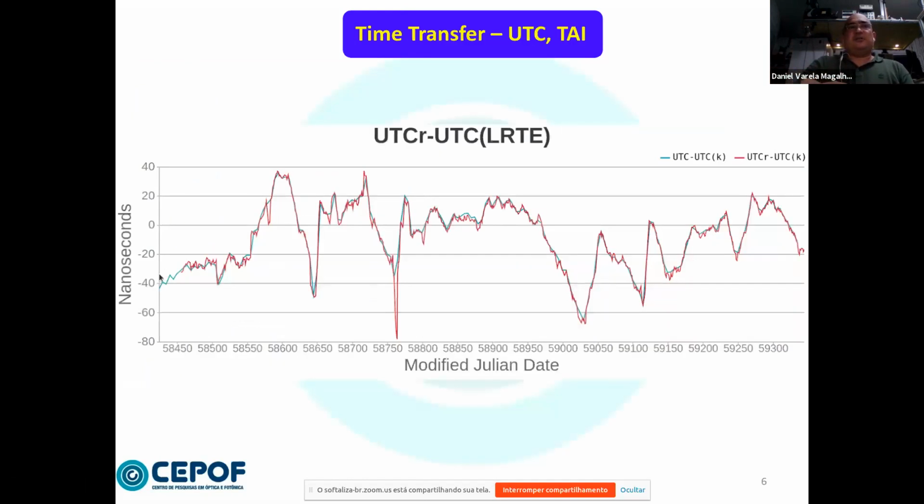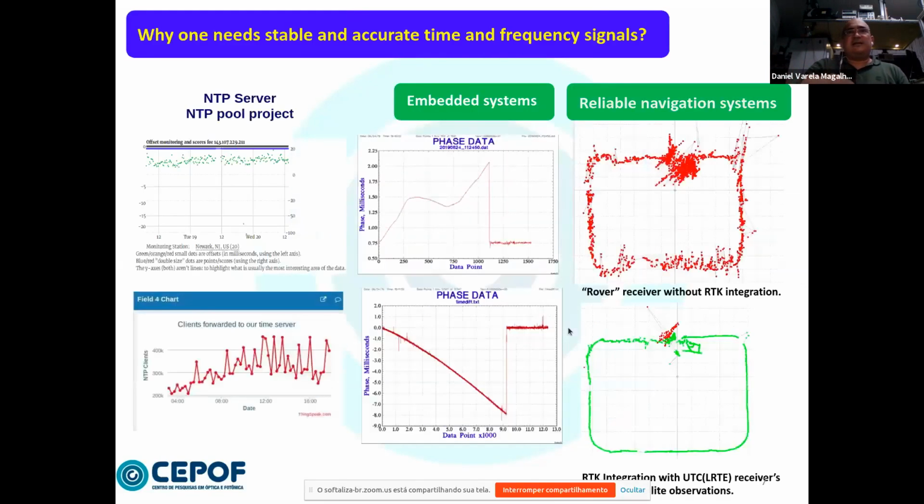And this is the kind of contribution we have to maintain between plus and minus 100 nanoseconds from UTC BIPM and our local UTC. These are some drifts that we can observe because there are some disturbances, and then we have to report. Okay, these are some applications like the NTP server that we have with sometimes 1 million users per second taking the reference, some tests with embedded systems, and reliable navigation systems using the time correction for the mobile GPS receiver. Okay, this is the kind of improvement that we have when we apply these corrections.